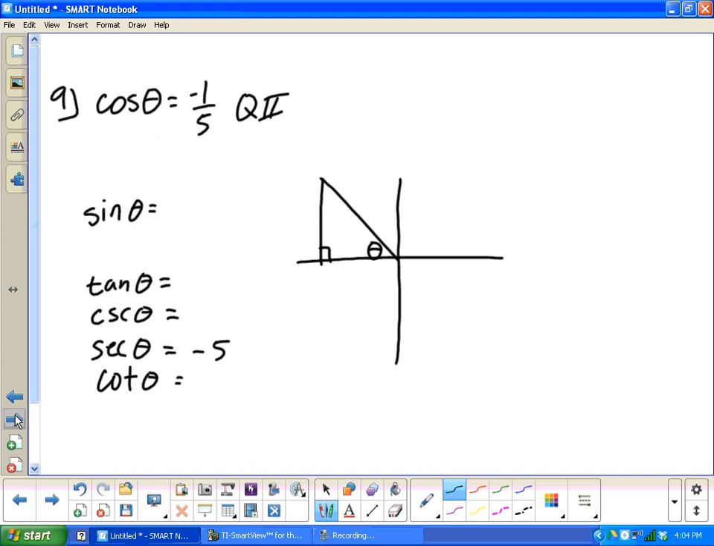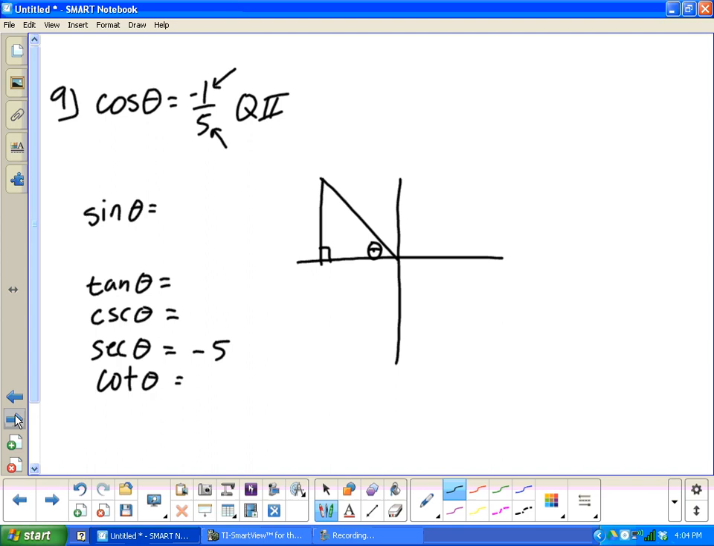So recall here that cosine is opposite over hypotenuse. So opposite of theta is going to be 1. Think about that. Dang it, I'm putting it in the wrong spot.